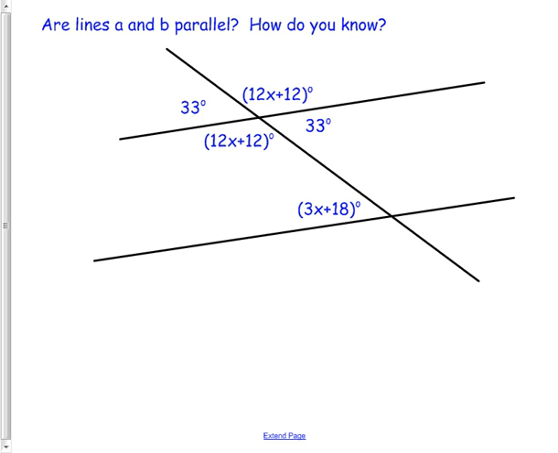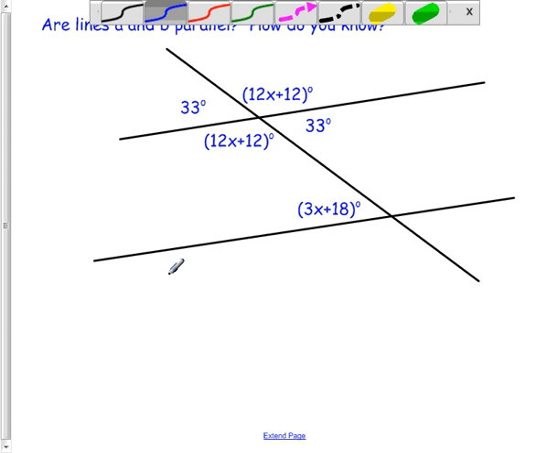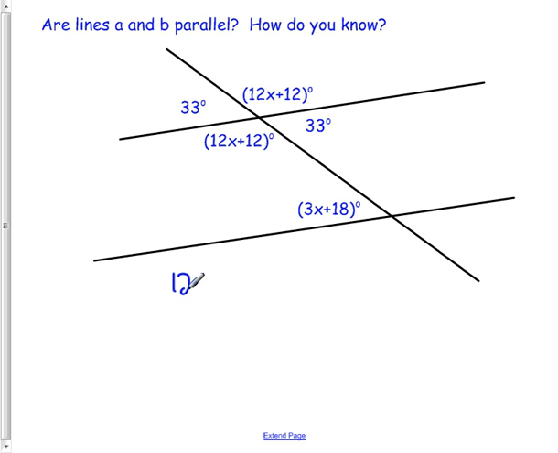So let's write that out here. I'll grab my pen. I'll do it in blue this time. So 12x plus 12 plus 3x plus 18 equals 180. If this is the case, let's solve for x. We get 12x plus 3x on the left side of the equal sign. That's 15x.